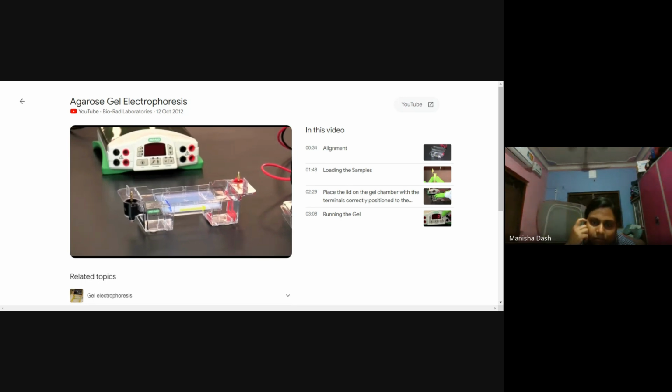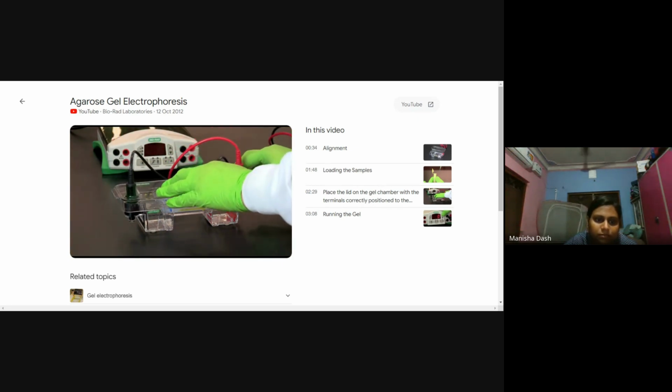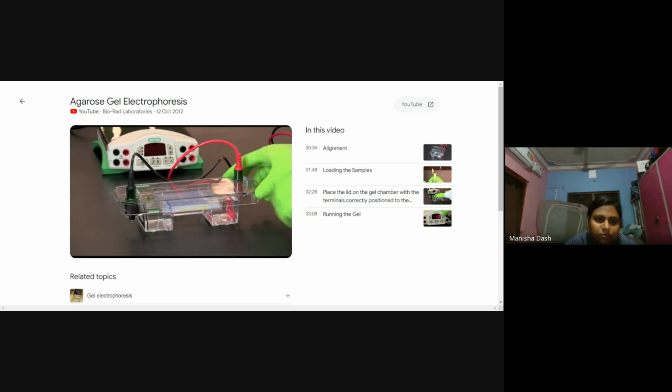Once all the samples have been loaded, avoid any bumping or movement of the gel chamber. This might result in the samples spilling into adjacent wells. Place the lid on the gel chamber with the terminals correctly positioned to the matching electrodes on the gel chamber, black to black and red to red.